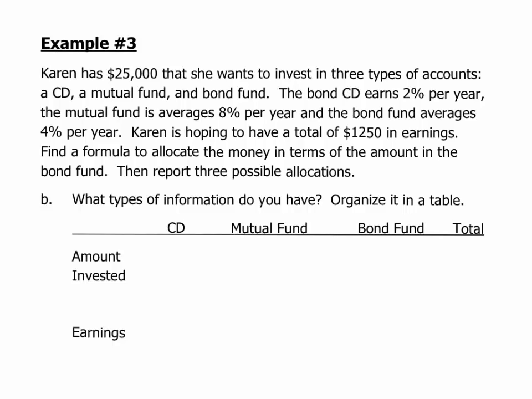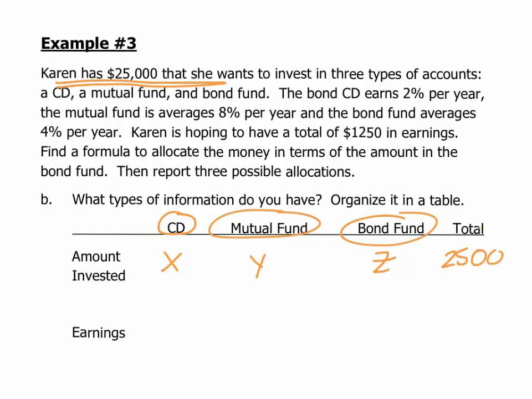Next, we're going to organize our information. We have two types of information that we're given. First, we know that Karen has a total of $25,000 that she wants to invest, and we know we're only putting it into the three different things: the CD, the mutual fund, and the bond fund. These are our columns in our table, and then we always have a total column. The amount that we have in the CD is X. The amount in the mutual fund is Y. The amount in the bond fund is Z. And these need to total to $25,000. So this gives us one equation, x plus y plus z equals 25,000.